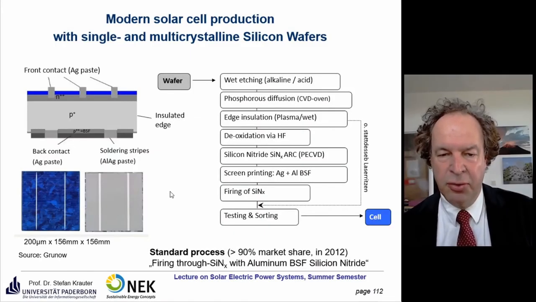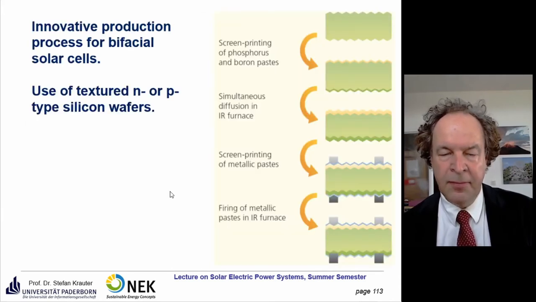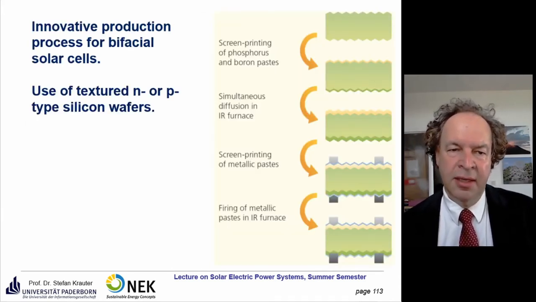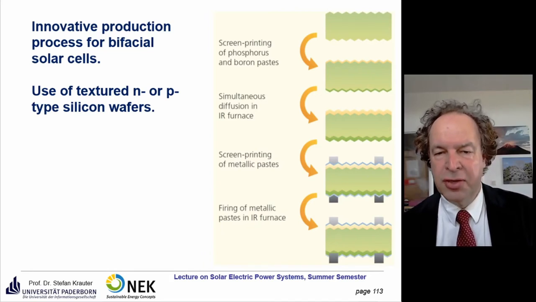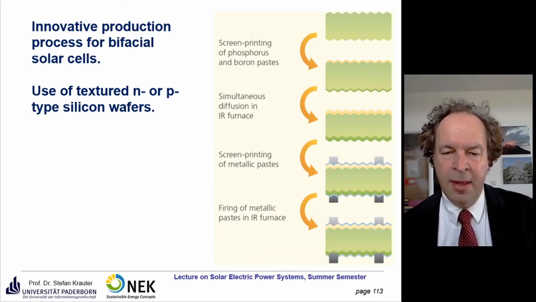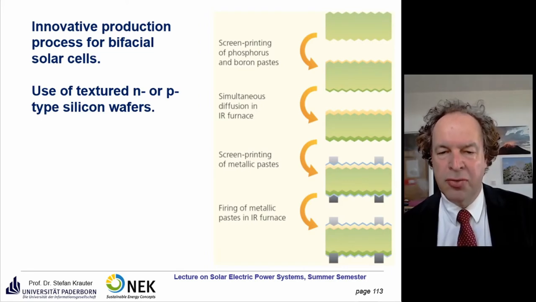You have your solar cell. For the bifacial cell, you have to consider that from the backside, you also have sun irradiance, so you cannot make the backside with massive contacts. You have to have a structure as on the top, and you also have to apply an anti-reflective coating, for example, via a texturing process.